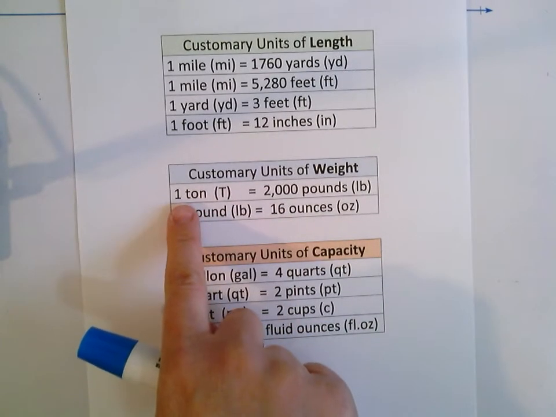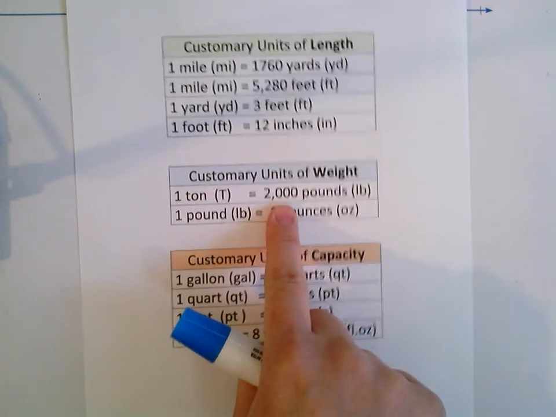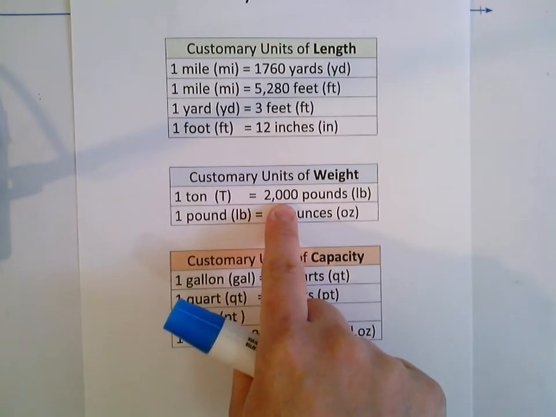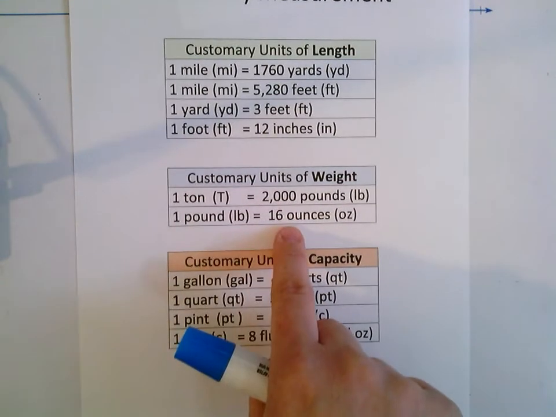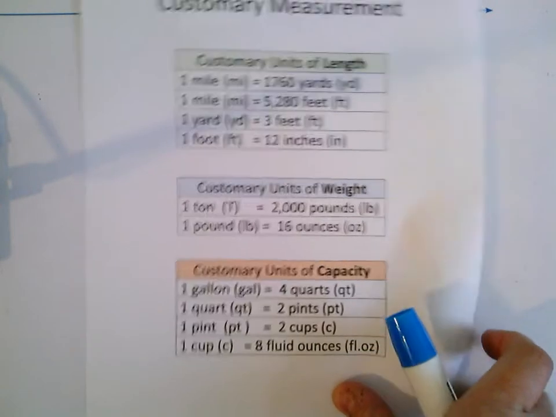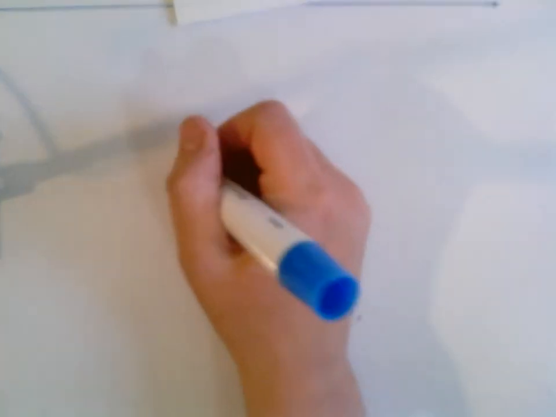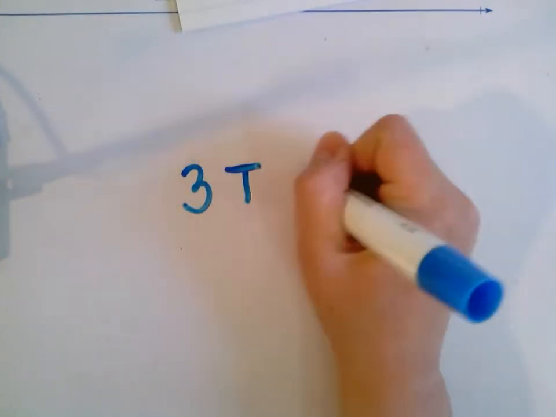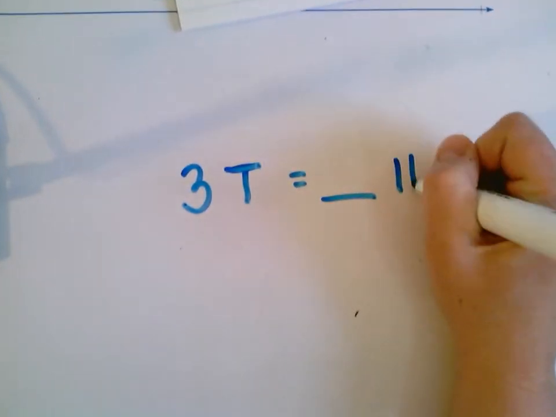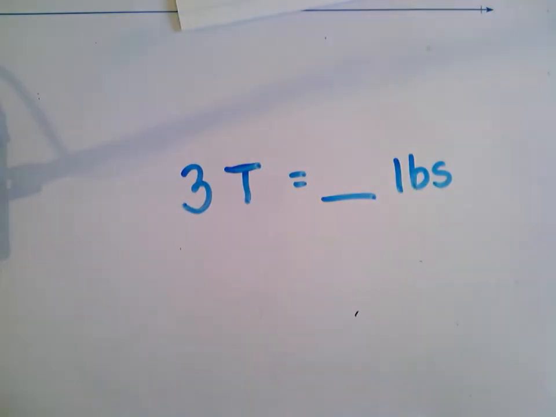So again, 1 ton is 2,000 pounds, and 1 pound is 16 ounces. All right, so let's say I had something that is 3 tons. 3 tons is how many pounds?